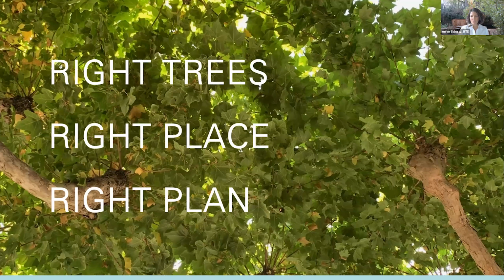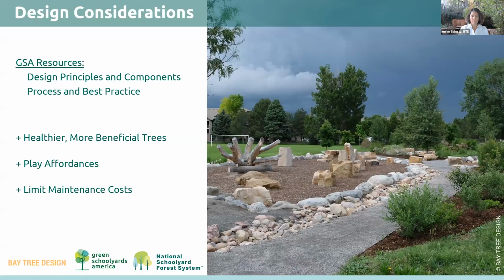So selecting the right tree species for a schoolyard is critical, as the trees are a long-term investment. And designing a schoolyard forest involves careful consideration of tree selection and placement, as well as a plan for periodic care and maintenance. So right trees in the right place with the right plan. I'm going to start with briefly talking about the right place.